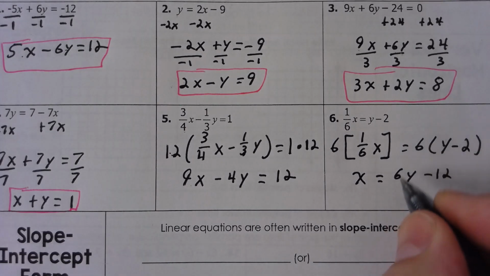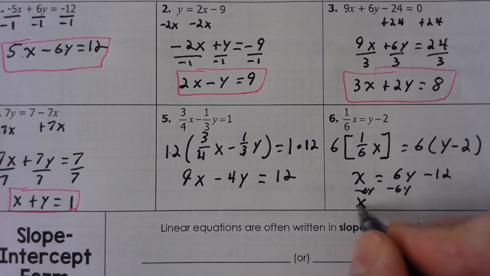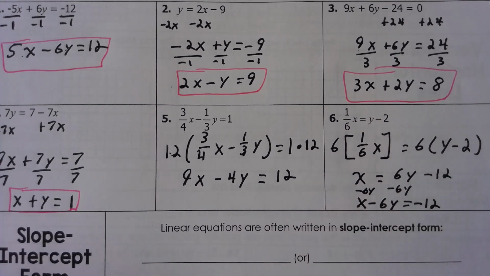Alright, so let's subtract 6y from both sides. And x minus 6y is equal to negative 12. So is it in standard form? Alright, I've got an integer, another integer, and another integer. Is a greater than or equal to 1? Yes, it is, a 1. What's the greatest common factor between 1, 6, and 12? 1. So we're good to go with this.